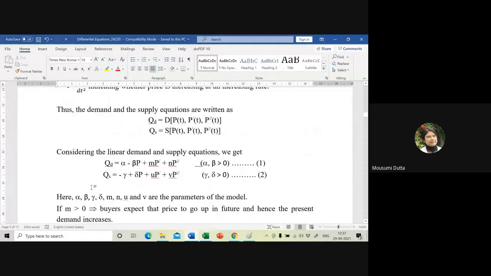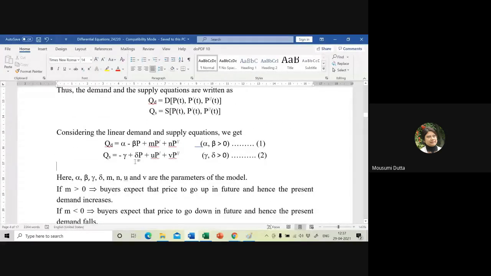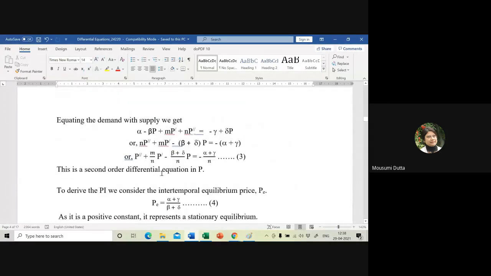Okay, so I'm keeping the supply equation very simple: QS is equal to minus gamma plus delta P. This I am not using at this moment. However, in the demand equation, I am keeping all these elements. So equating demand with supply, we get alpha minus beta P plus mP prime plus nP double prime is equal to minus gamma plus delta P, or nP double prime plus mP prime minus (beta plus delta) P is equal to minus (alpha plus gamma).